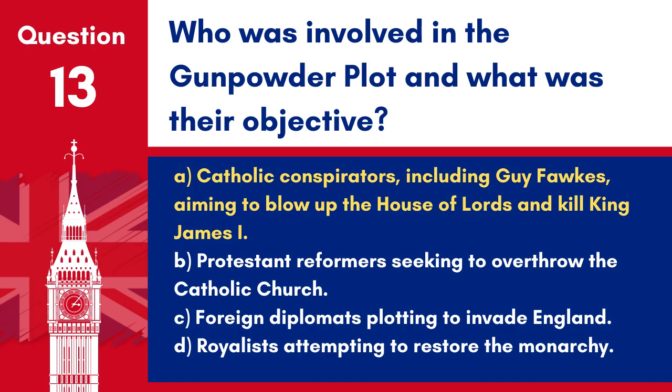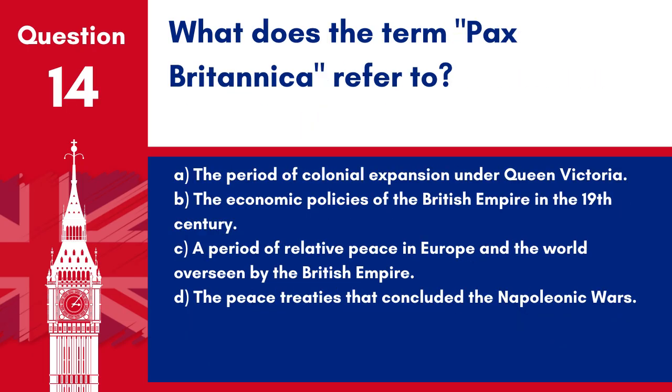Answer: A. Catholic conspirators, including Guy Fawkes, aiming to blow up the House of Lords and kill King James I. The Gunpowder Plot of 1605 was a failed attempt by Catholic extremists to destabilize the government by assassinating the king and members of Parliament. Question 14. What does the term Pax Britannica refer to?